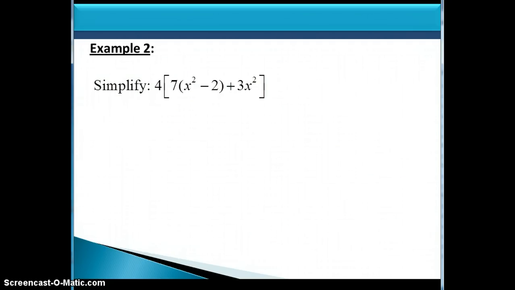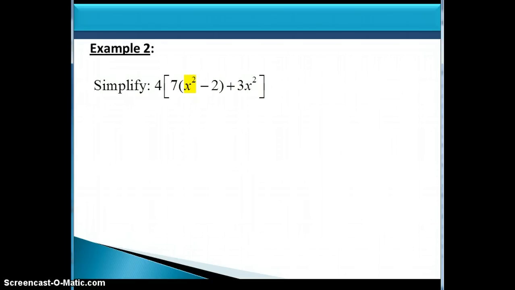Now let's look at an example that involves variables. We still need to follow the order of operations. According to the order of operations, in this expression we have parentheses and we have brackets. So we would need to do inside the innermost parentheses first. Inside the innermost parentheses we have an exponent and we have subtraction. If you look at the exponent, it's being applied to a variable. If we don't know the value of the variable, we can't raise it to an exponent. So we can't really perform that exponent.